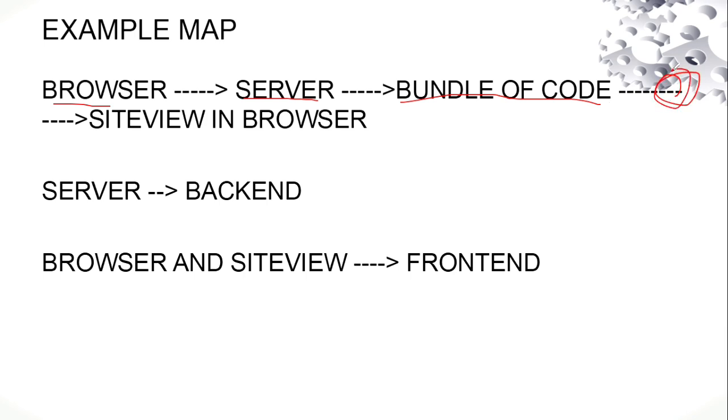And what will the browser do next? The browser will run it and inspect it, and the output received from running that bundle of code will be site viewed in the browser, meaning it will show in the browser's web page or the website's front page. Now in this whole process, there is something that occurs in the backend and something that occurs in the frontend.